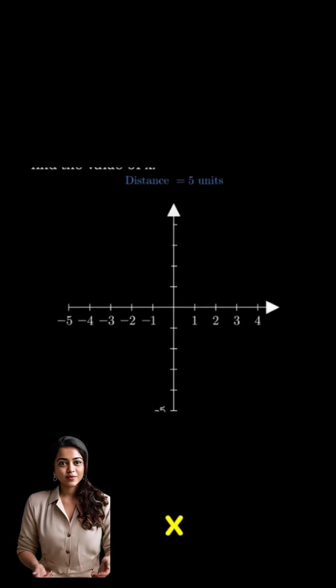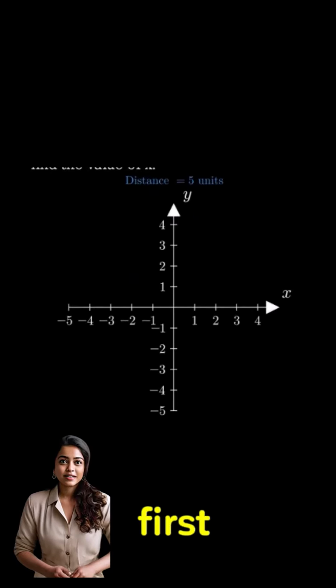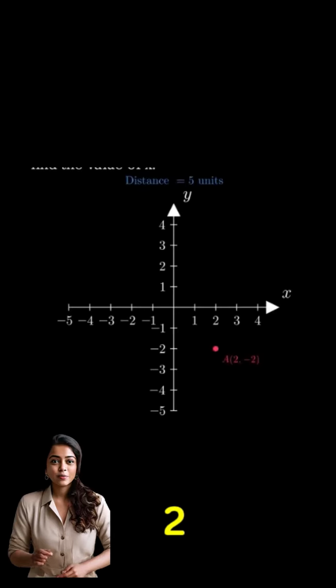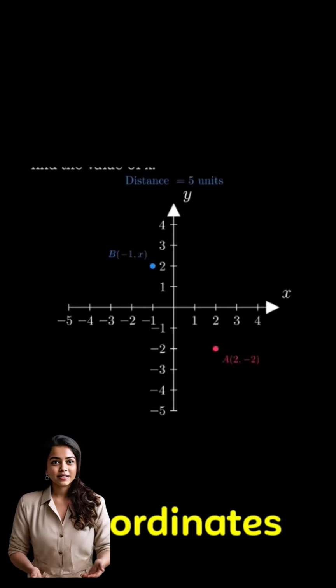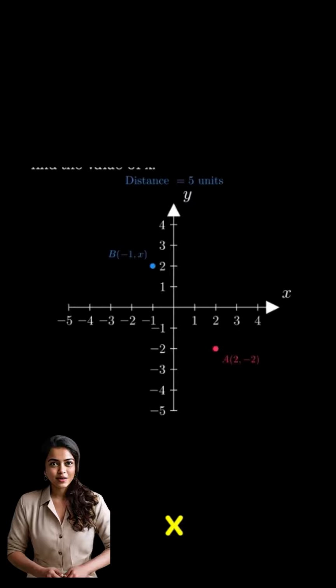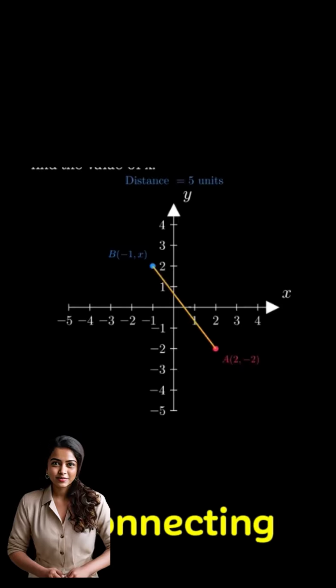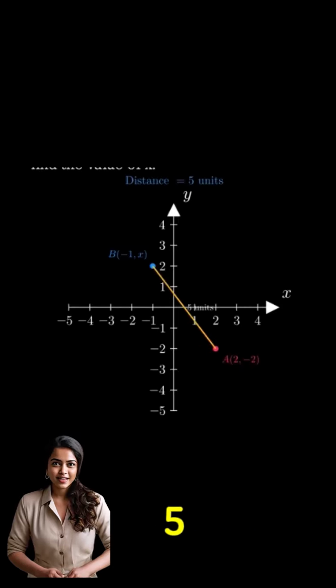Here we have our x and y axes. First, let's plot point A at coordinates 2, -2. Then, let's plot point B at coordinates -1, x. Since we don't know the value of x yet, we'll use a placeholder value of x equals 2 for our visualization. The line connecting these points has a length of 5 units.